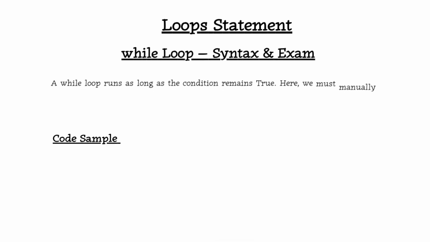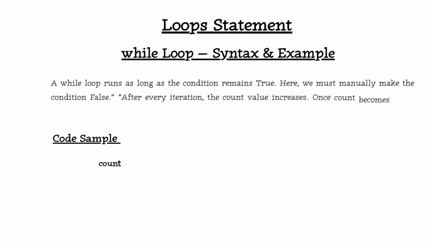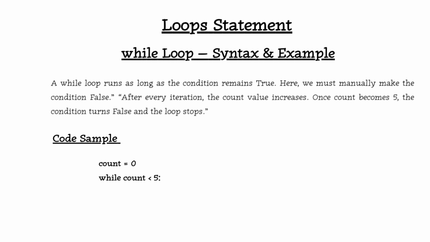Let's now talk about the while loop statement among the loop statements. A while loop runs as long as the condition remains true. Here we must manually make the condition false. And for the same, I have demonstrated a small code snippet on the screen. Just look at the screen right now. I will explain the code.